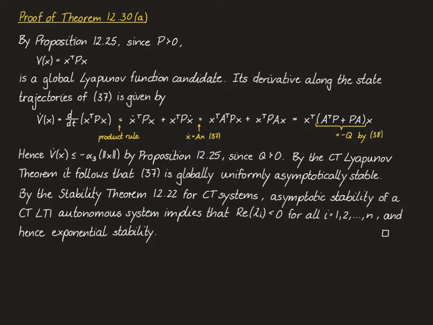If they are asymptotically stable, in the sense that they are stable and the state trajectory converges to the origin asymptotically, then they are exponentially stable.